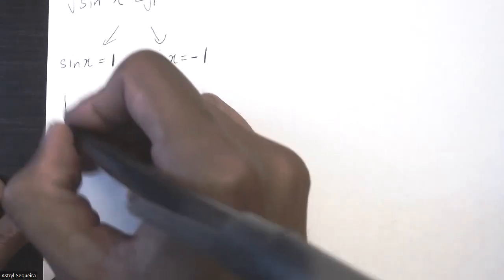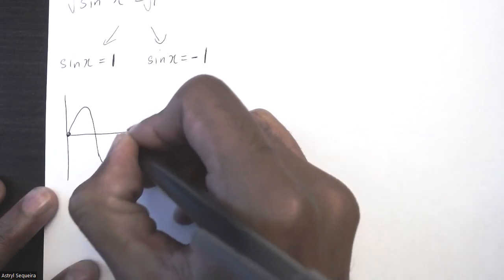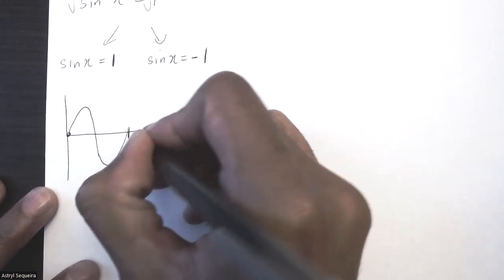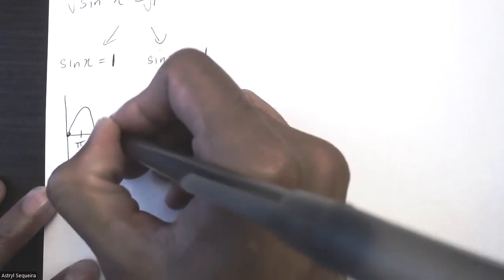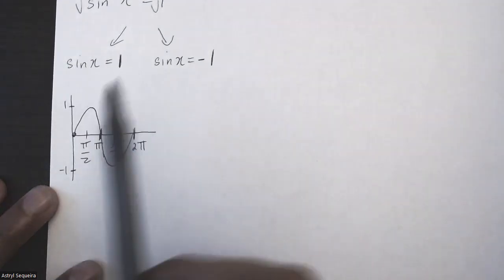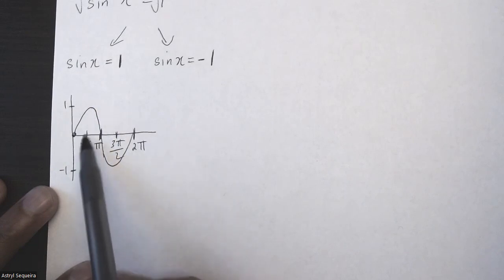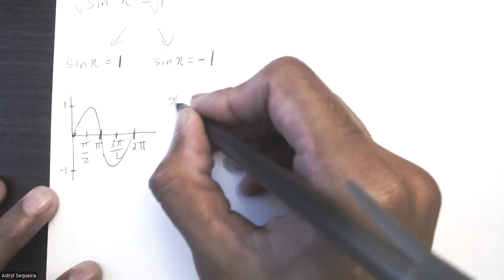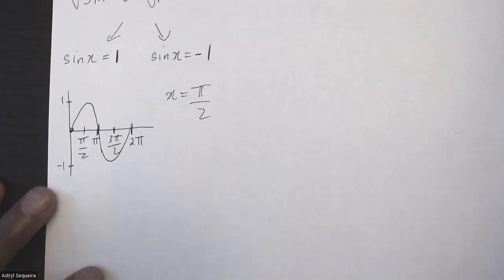So I'm going to draw a sine graph here between 0 and 2 pi. That's 2 pi. That's pi over 2, and that's 3 pi over 2. My maximum is 1 and my minimum is -1. So where is sine x equal to 1? That's this maximum right here, which has an x value of pi over 2. So my first solution is x is pi over 2.